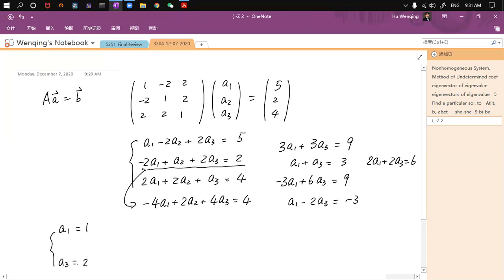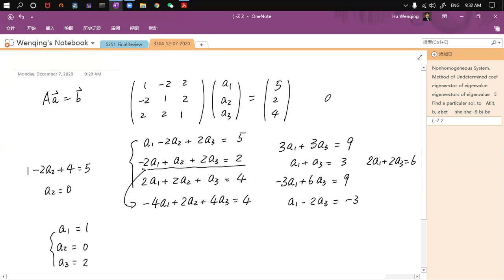So you have 1, you have 2. So that's going to be that scenario. Now you can find your A2. How do you find A2? Well, A1 is 1 and A3 is 2. So you're going to have 1 minus 2 times A2 plus 2 times A3, which is 4, is equal to 5. So A2 is nothing but 0.